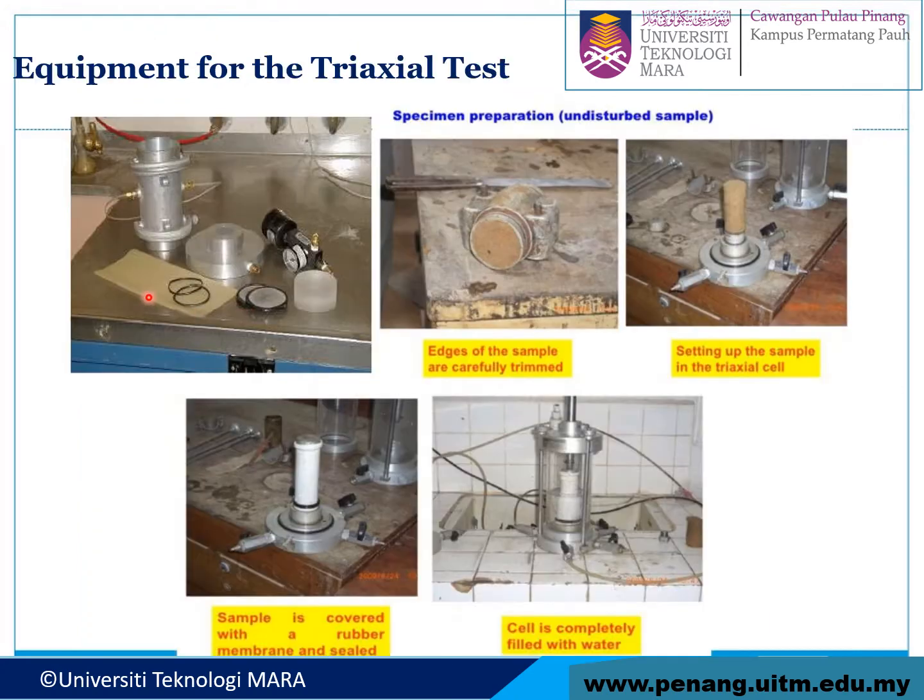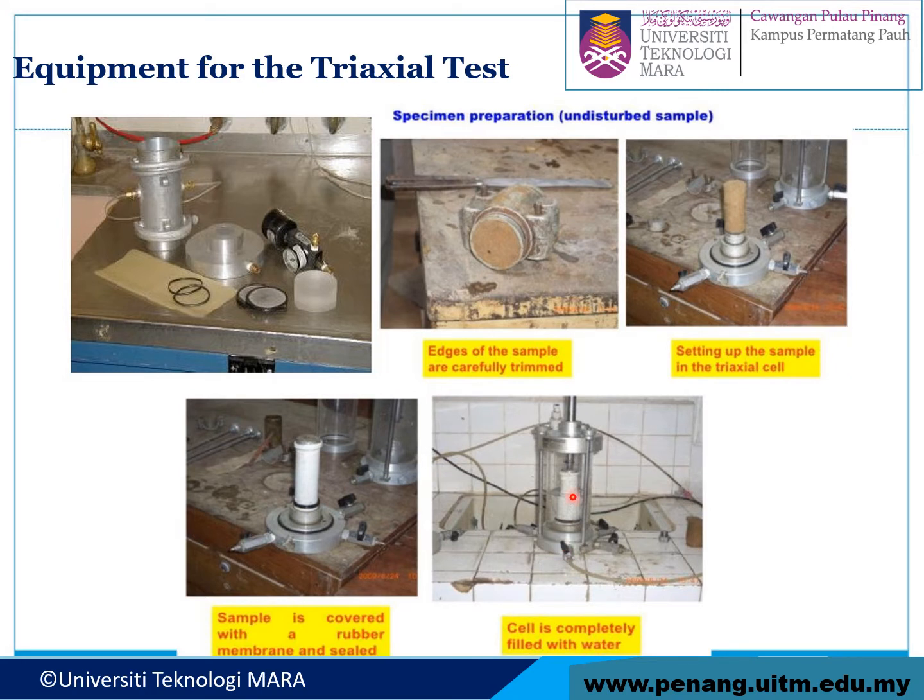This is the apparatus for sample preparation. This one is specimen preparation for an undisturbed sample. That means we take the sample from the side, and then the edges of the sample are carefully trimmed. So we trim the edges of the sample and then set up the sample in the triaxial cell here, and then we cover it with the rubber membrane. And then we seal. At the bottom you see here, this one is the O-ring. The cell is completely filled with water.